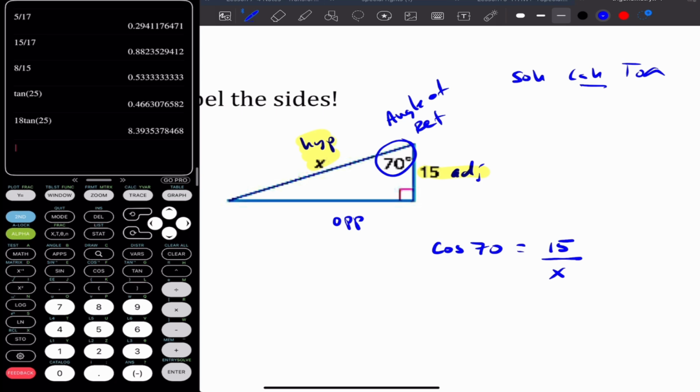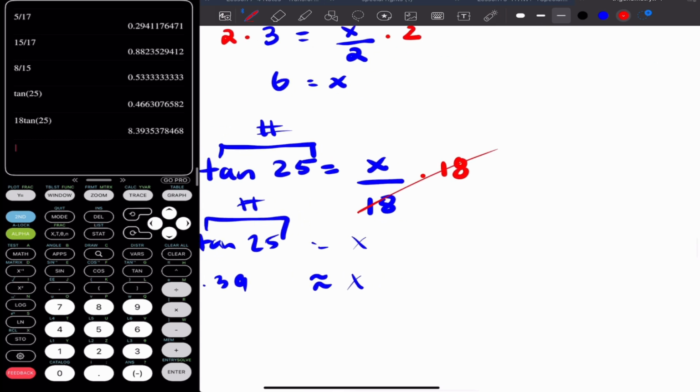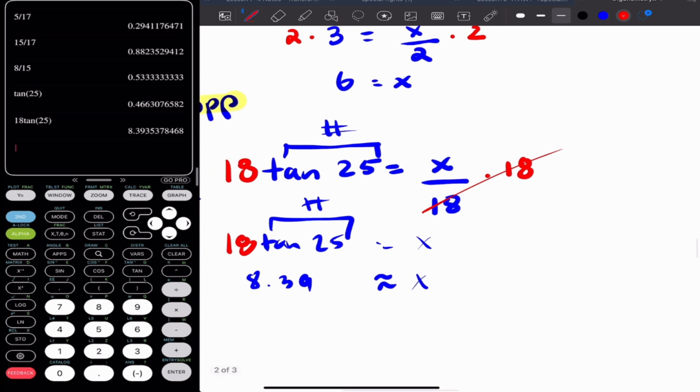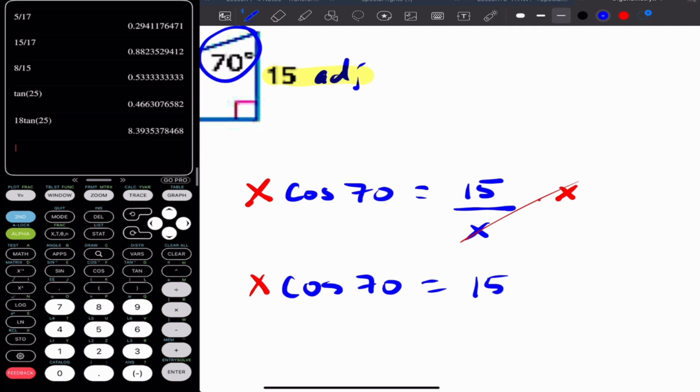Well, just like what we did before, we multiply both sides by whatever appears in the denominator, just so we can get x by itself. It's just going to be a little weird here. We're going to multiply both sides by x. Now look at this. The x's will go away, so we have x cosine of 70 is equal to 15, right? All right, what do I do now? How do I get x by itself for real?